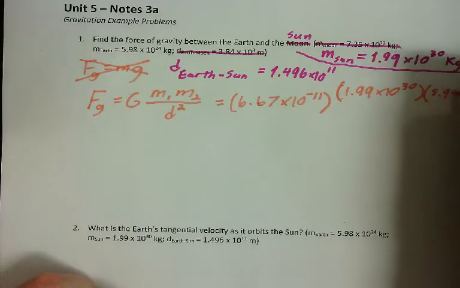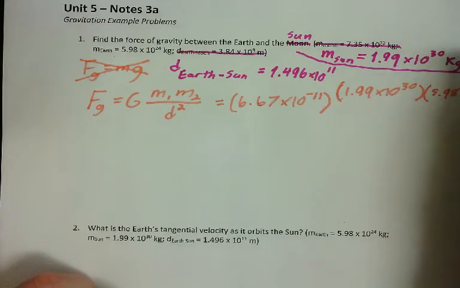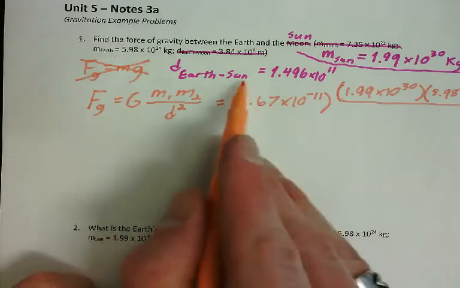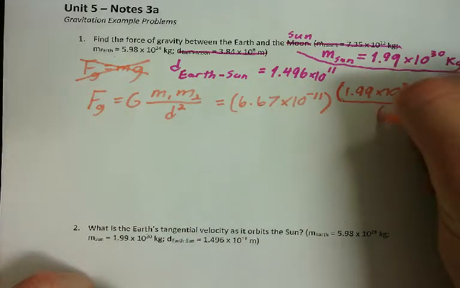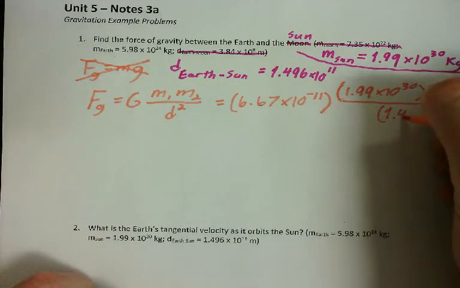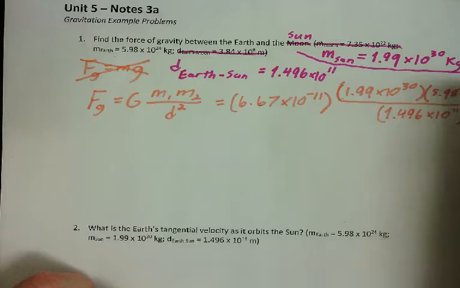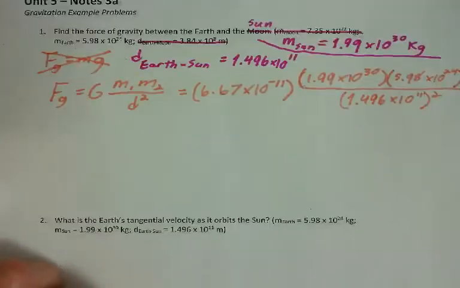5.98 times 10 to the 24th, divided by the distance between them squared. The distance between them is 1.496 times 10 to the 11th. And that whole thing is squared just because it says so in the problem.